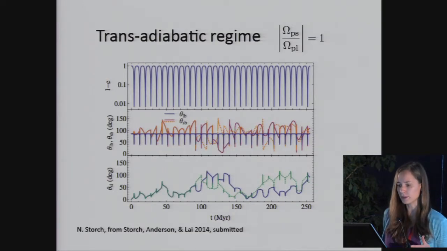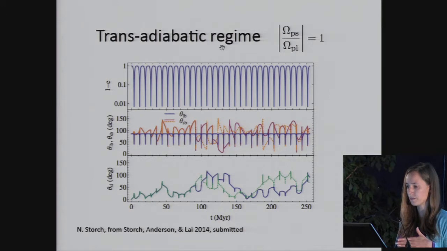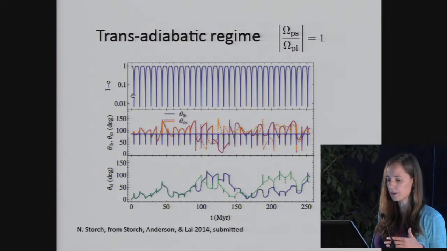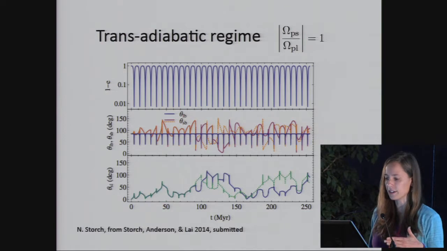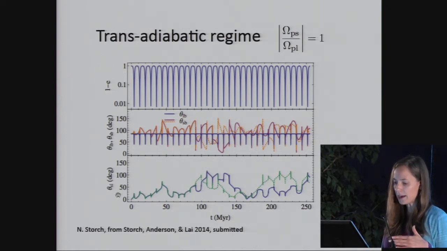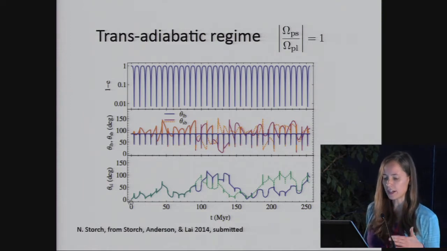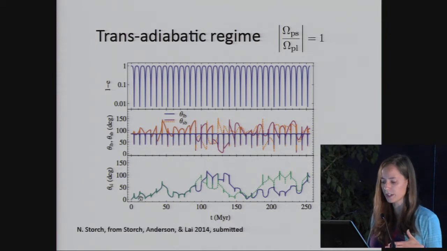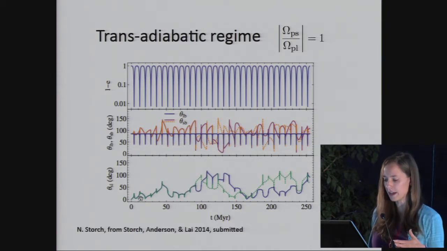But here's an example. So this is this regime 2 that I was just talking about. In this top panel here, I'm showing 1 minus the eccentricity as a function of time. So this is just the regular Kozai cycles, and you can see that they're nice and periodic looking. In the bottom panel, I'm showing the stellar spin-orbit misalignment angle, theta SL, and you can see that it's doing completely unpredictable things, very irregular.